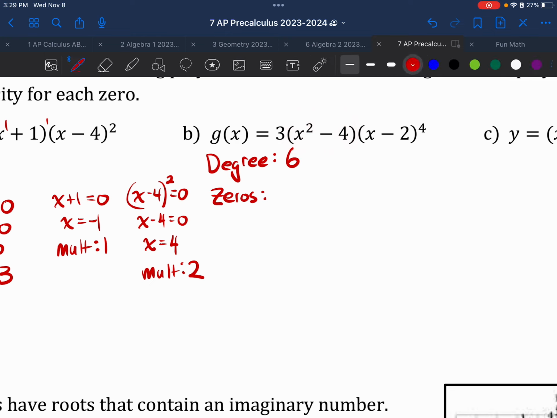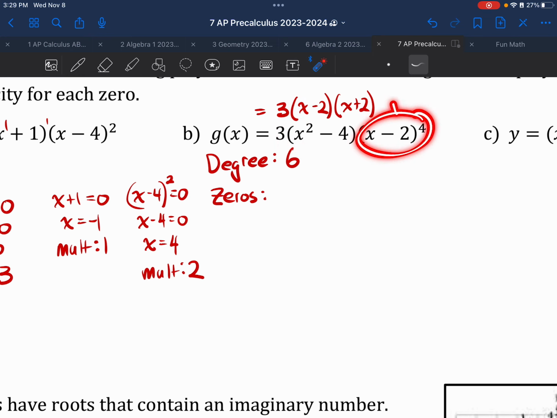A difference of 2 squares can always be factored as a conjugate pair, which means this can really be rewritten as 3 times the quantity x minus 2 times x plus 2. So I just rewrote x squared minus 4 as x minus 2 and x plus 2, and I still need to rewrite this x minus 2 to the power of 4 up here. This hasn't been fully factored yet. Now it's been factored a little bit more, but check it out. Look at all the copies of this linear factor x minus 2. I have x minus 2 right here and another x minus 2 right here.